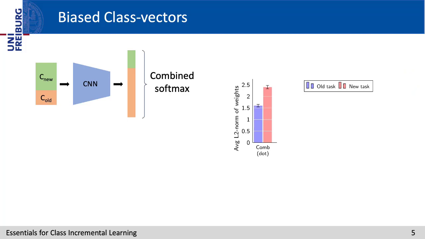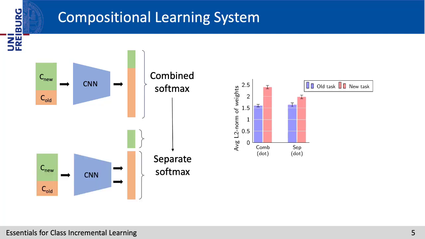In a standard setting, we can add extra new nodes to the classifier layer for the new classes. This results in large bias in class vectors due to the class imbalance between the new and old classes. This bias can be clearly seen in the bar plot, which shows the L2 norms of the old and new class vectors. Now to rectify this bias, we propose a separate softmax system which uses balanced activations for old and new classes. We notice that this considerably reduces the bias, as we see in the figure on the right.